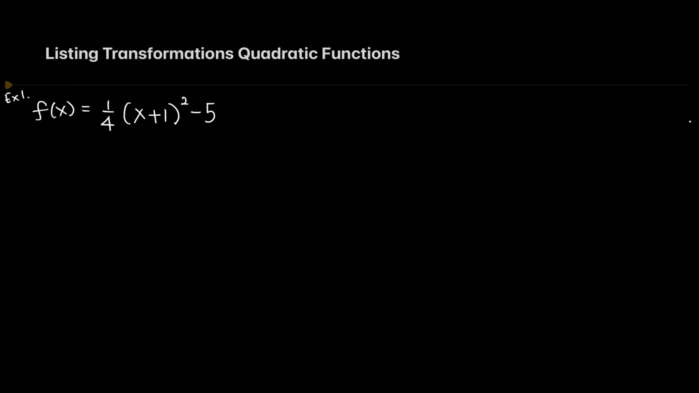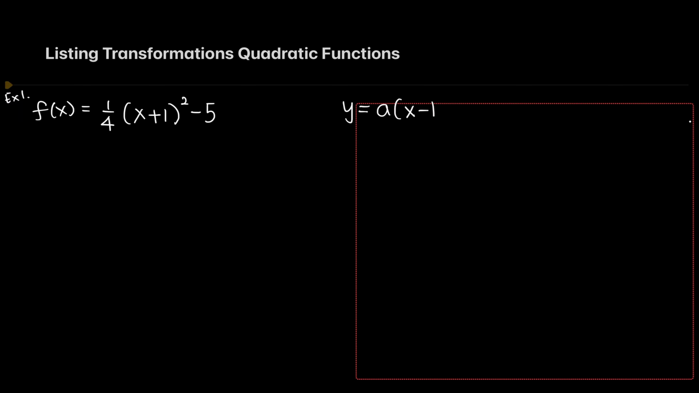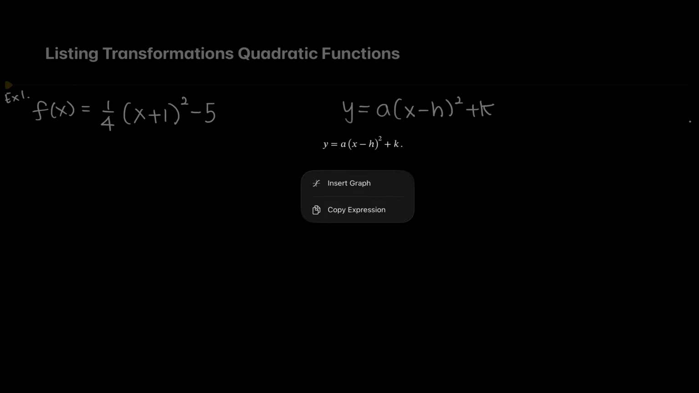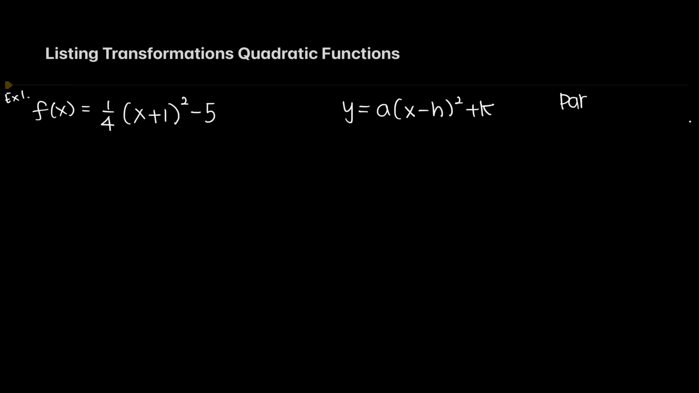Okay, to list all of the transformations for this, you need to be aware of the vertex form. The vertex form is given here: y equals a(x minus h) squared plus k. And remember that the transformation is happening from the parent function, which is y equals x squared.